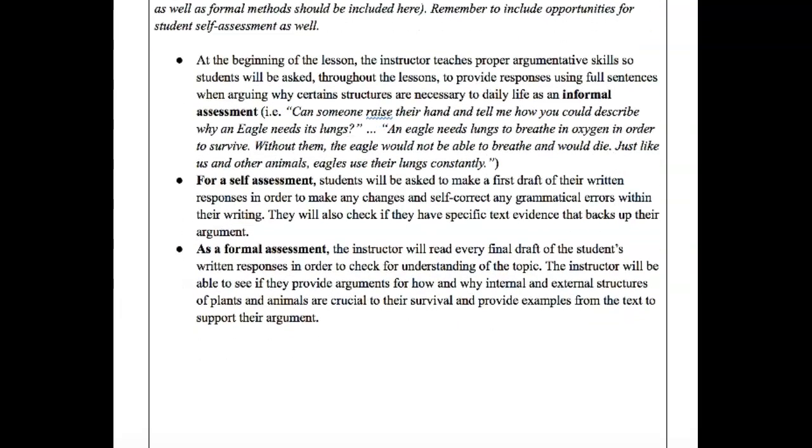For a self-assessment, students will be asked to make a first draft of their written responses in order to make any changes and self-correct any grammatical errors within their writing. They will also check if they have specific text evidence that backs up their argument, so they get a chance to double check that they included everything that they needed to before turning in a final draft, which will be the formal assessment. And the instructor will read every final draft of the students' written responses in order to check for understanding of the topic. The instructor will be able to see if they provided arguments for how and why internal and external structures of plants and animals are crucial to their survival and provide examples from the text to support their argument.